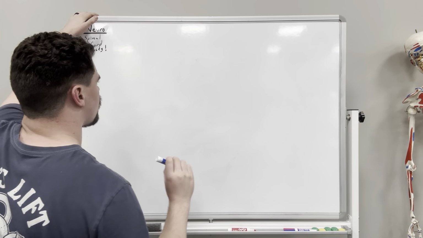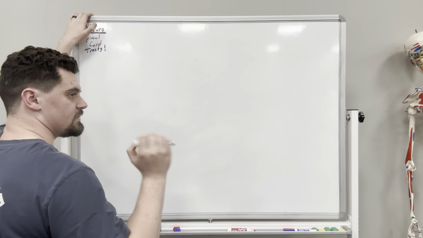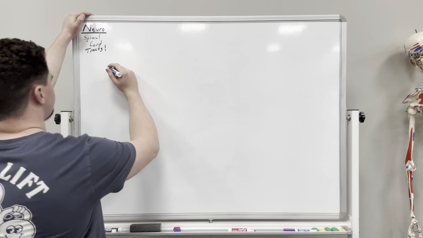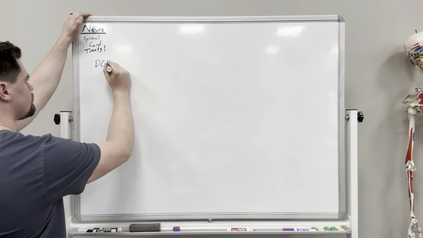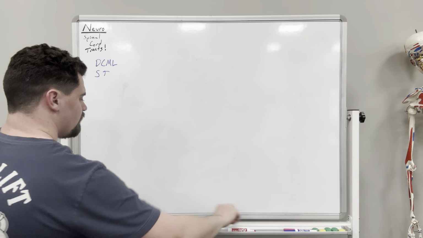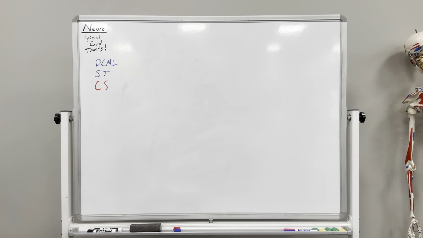Now, we're only going to be talking about the three main tracts: DCML, spinothalamic, and then corticospinal. Blue is going to be sensory. So we have DCML, and then spinothalamic, or ST, and then we have corticospinal. So these are the big three. We're going to keep it relatively simple, and that way you guys can fill in the blanks as we go. I'm not going to be drawing the anatomical structures themselves. I'm just going to mention them as they come up.